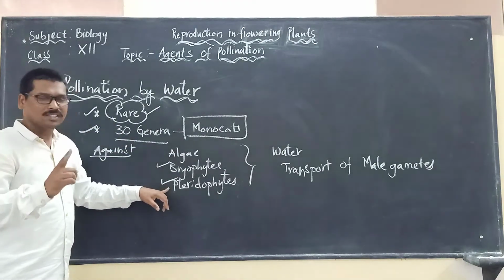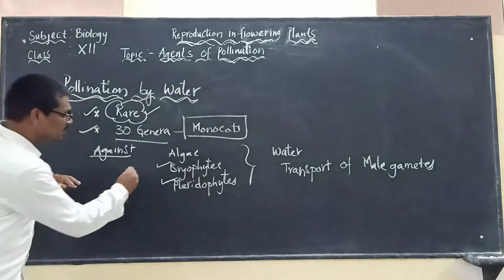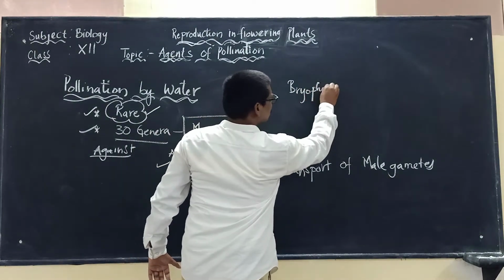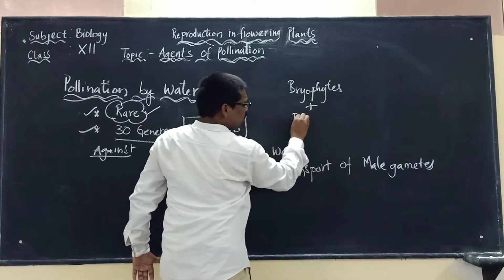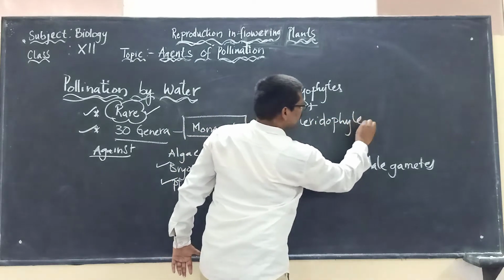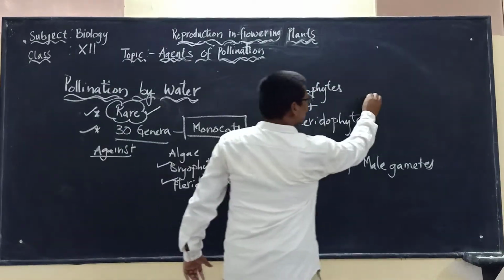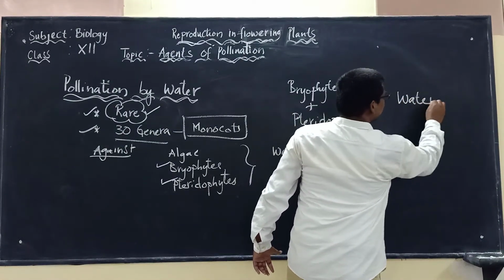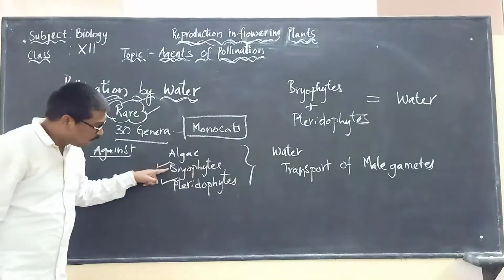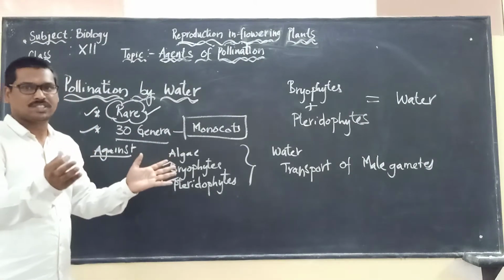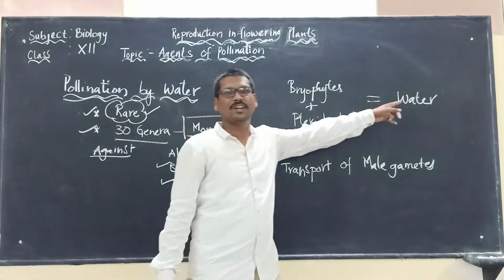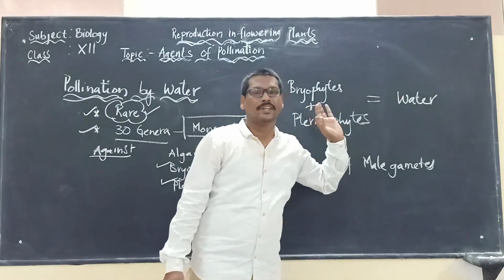Because if you are taking bryophytes and pteridophytes, both of them compulsorily require water for fertilization. These two compulsorily require what? Water for fertilization. So that's why we say bryophytes and pteridophytes are limited in their distribution. Why are they limited in their distribution? It is because water is required for fertilization.